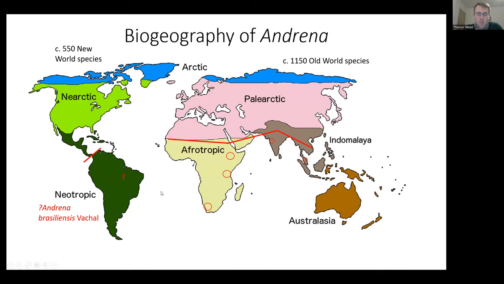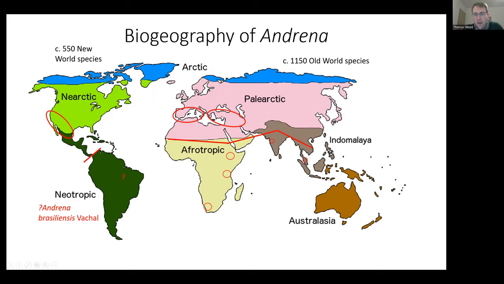The genus is largely stopped by the Sahara. There are a couple of populations in, for example, the mountains of Ethiopia and East Africa and South Africa, but generally there are very few Andrena species in sub-Saharan Africa. Same picture in the Indo-Malaya region, where you have a few isolated populations, for example, in the Western Ghats in India or in the highlands of Malaysia. But the vast diversity, over 1,000 species, will be found across the Palearctic region. And three major hotspots would be southwestern North America, the Western Mediterranean, and the Eastern Mediterranean to Iran.